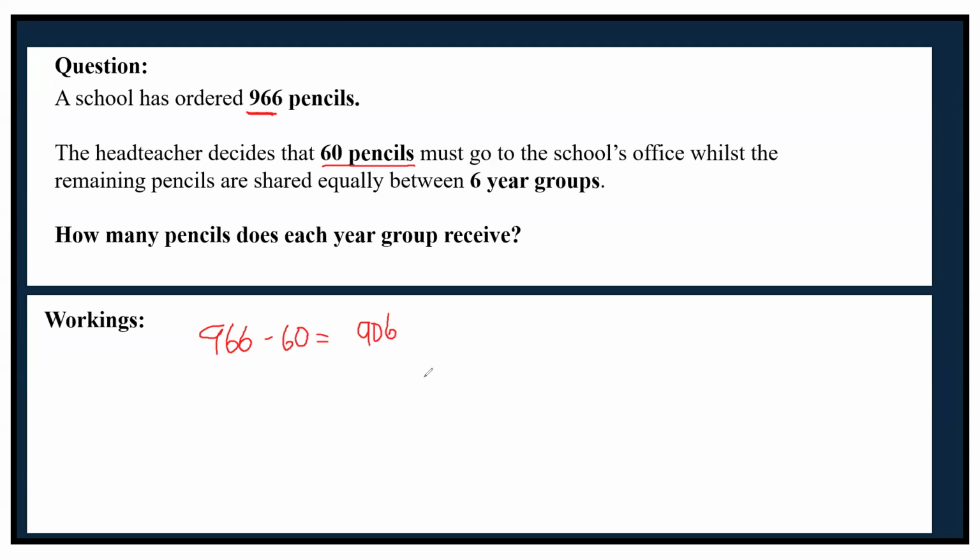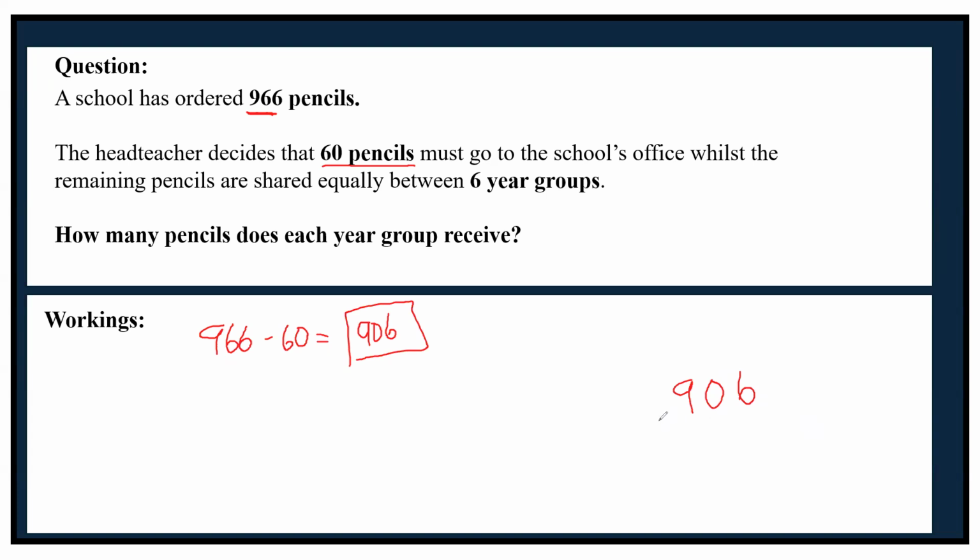Now let's read the question again. A school has ordered 966 pencils. The head teacher decides that 60 pencils must go to the school's office, whilst the remaining, which we now know is 906, are shared equally between 6 year groups. So the pencils that I have left, 906, need to be shared equally between 6 year groups. So we're dividing 906 by 6.